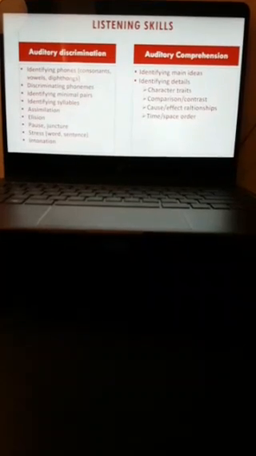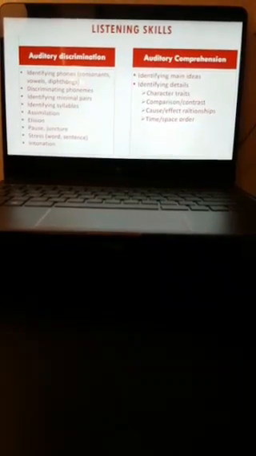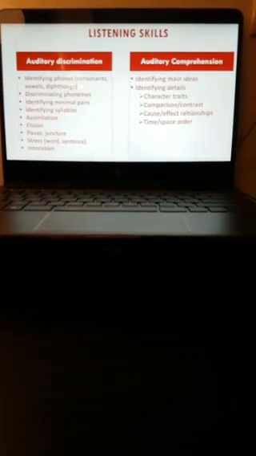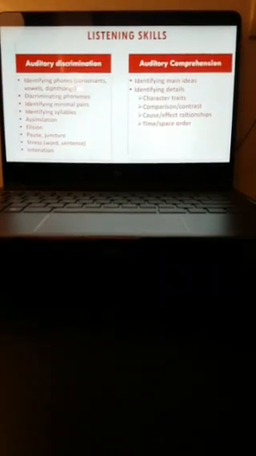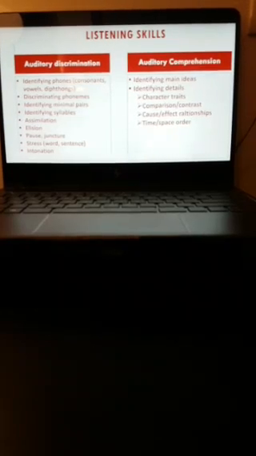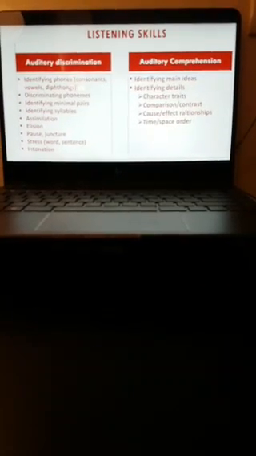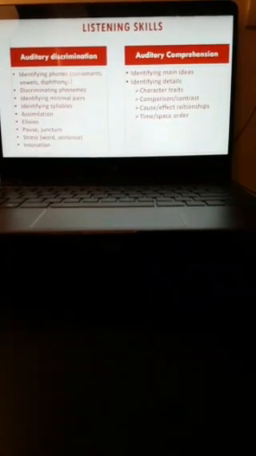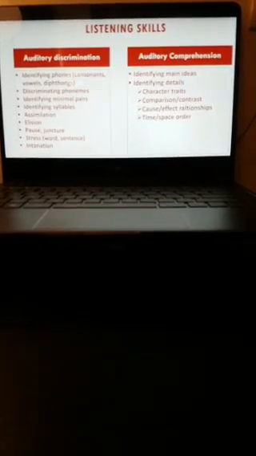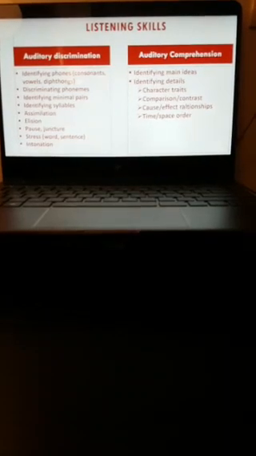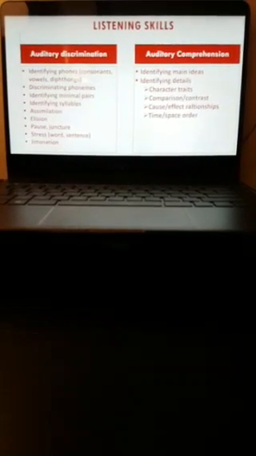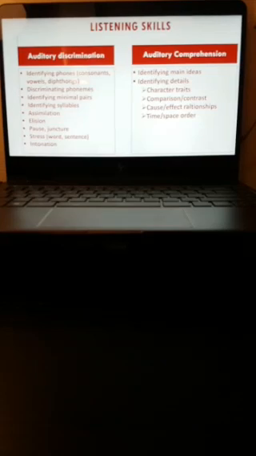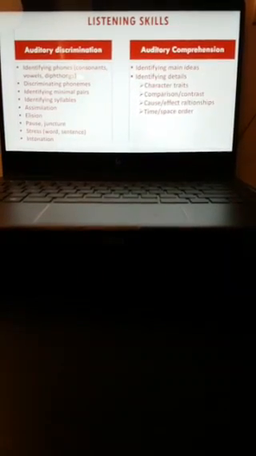Okay, now the second skill, major skill, is auditory comprehension or listening comprehension. It's not enough to identify phonemes, consonants, vowels, and discriminate phonemes, minimal pairs, syllables, recognize assimilation, elision, intonation, stress. The ultimate goal is comprehension.